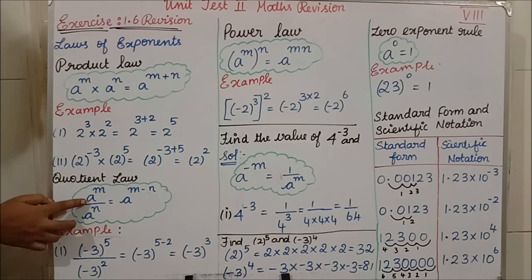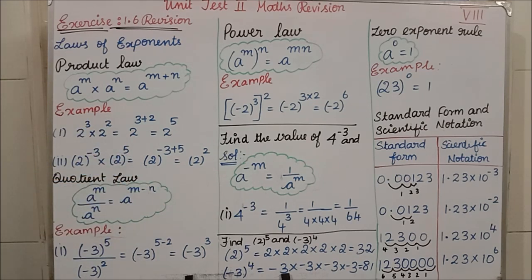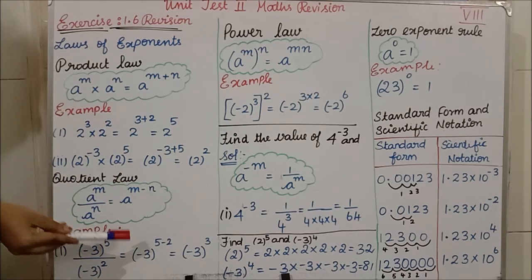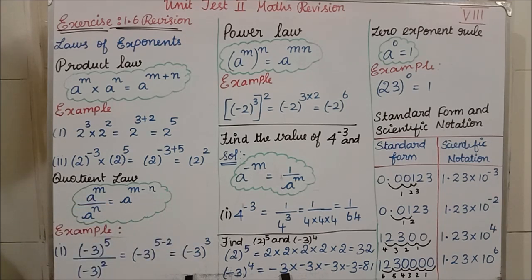Here, same base, no, so we are writing one base, and I am writing m and taking the n, so it will become minus n. So you see the example, minus 3 whole power 5 divided by minus 3 whole square. Here both the bases are minus 3. I have written one minus 3 power 5. Here the power is positive, so when it comes to the numerator, it will become negative, isn't it? So 5 minus 2, which is minus 3 whole power cube.